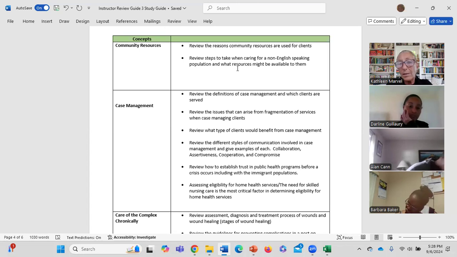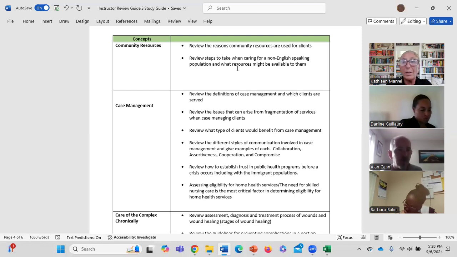So the point is that if you're working in the community, you need to be very well educated on what resources your particular community has to offer. Do people need Meals on Wheels? Do they need the Red Cross? Do they need transportation? Do they need help with their animals? Do they need help with cooking?